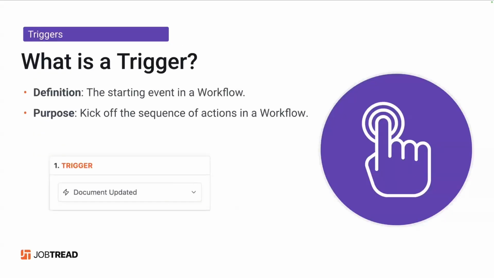So talking about triggers, I like to think of it as the starting gun for a race. You're waiting for a preset event to happen. In this case, if we look at the trigger I have, it's document updated. What that means is I'm sitting around waiting for a document to get updated, and once I see that, I'll take that data and pass it along to the next part of the workflow. So that's really going to be your starting point.